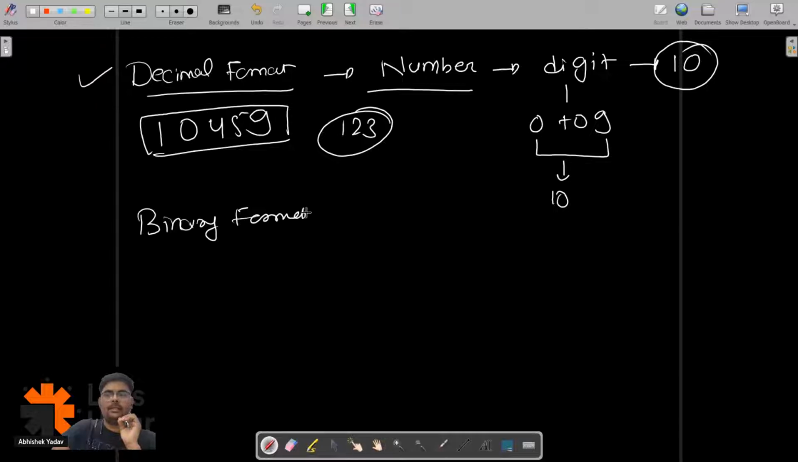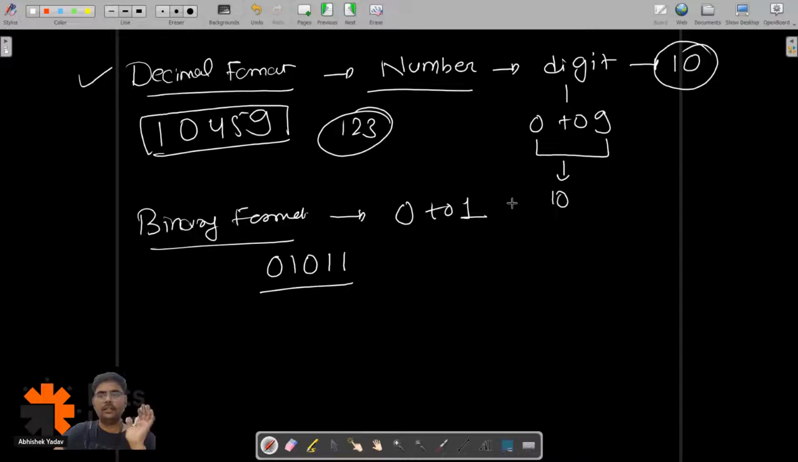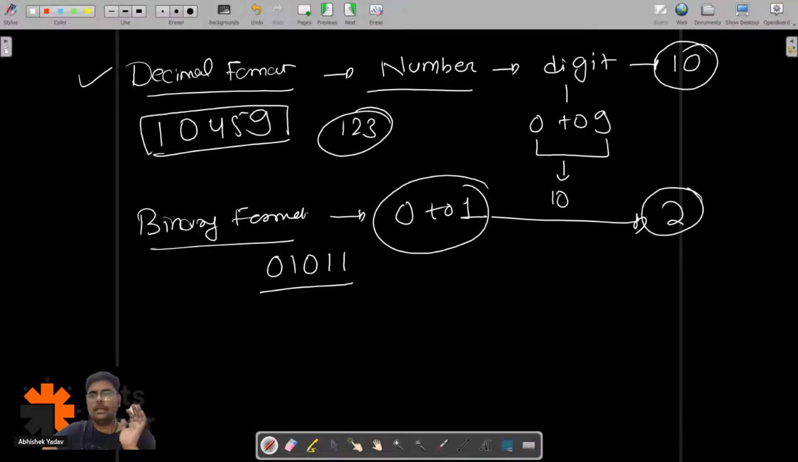Similarly, you have binary format. Binary format means you can create a number with the help of digits 0 and 1, right? That is 0, 1, 0, 1, 0, like this. You can create a binary format number. And here, since I have just two options available, the base is 2 here, right?